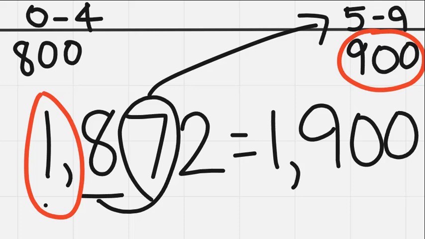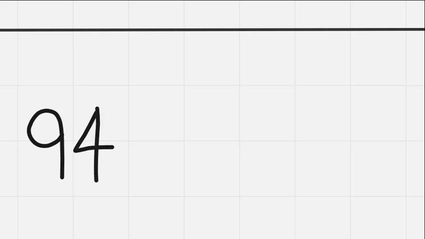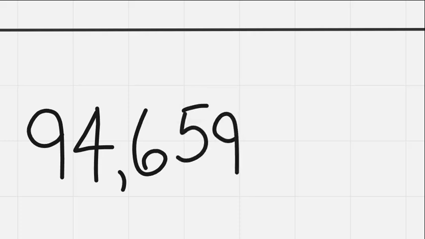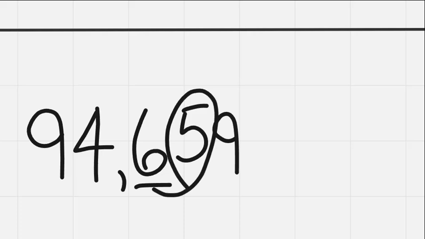The next number we're going to round is 94,659. We're going to round this to the nearest hundreds. Be sure to copy this down. What digit is in the hundreds? The 6 is in the hundreds place value. Next, we'll circle the 5, which will tell 659 how to round. We'll ignore the 9 and the 4.